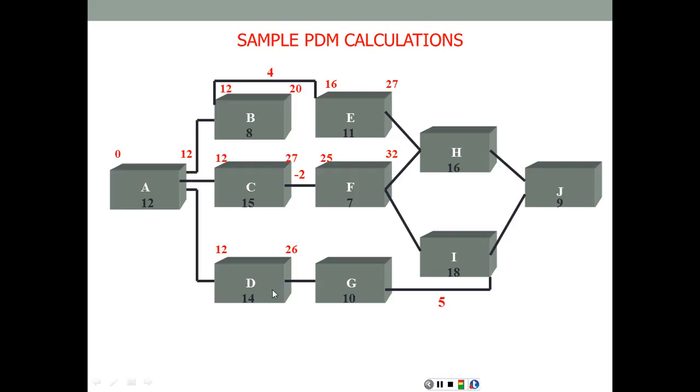Activity G has only one immediate predecessor, D, finish to start, no lag, no overlap, therefore it's going to start on day 26. With a duration of 10 days, it's going to end on day 36.